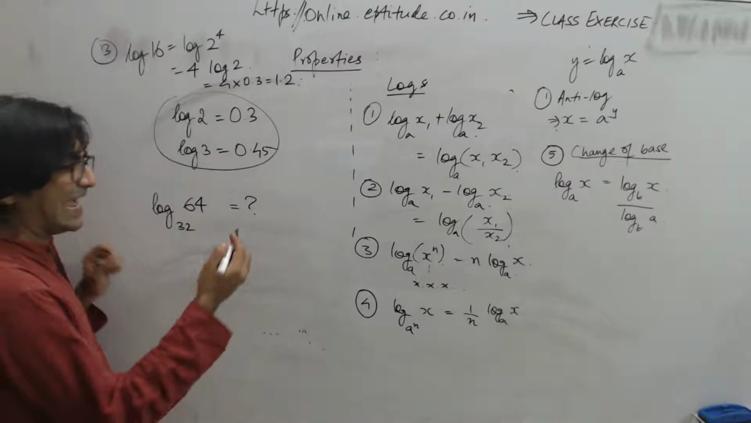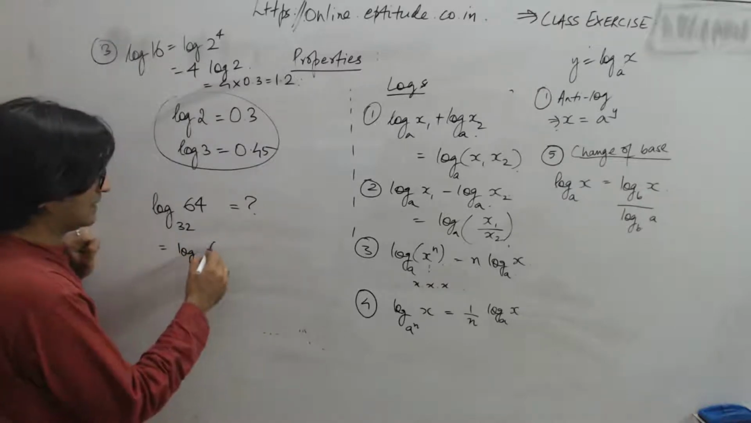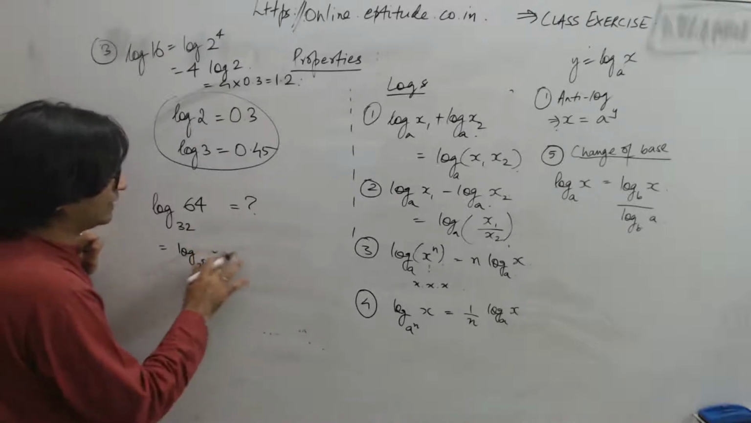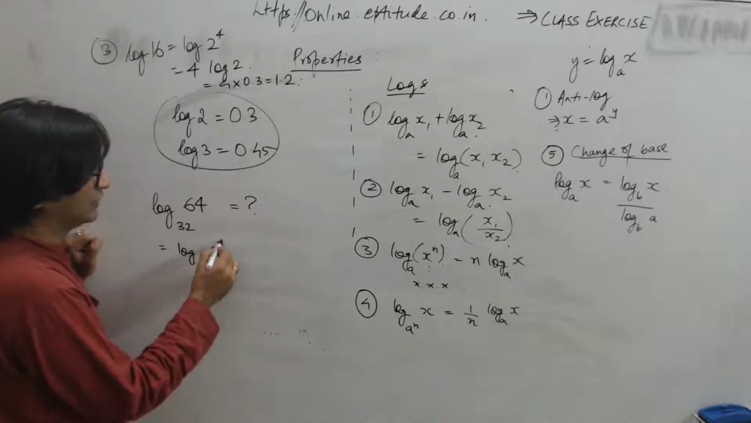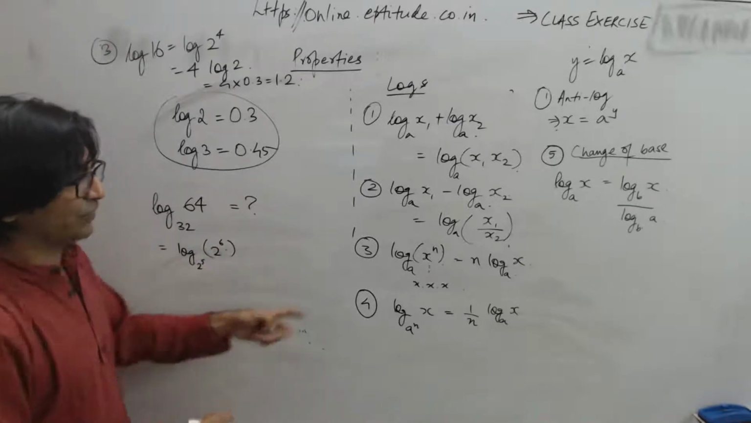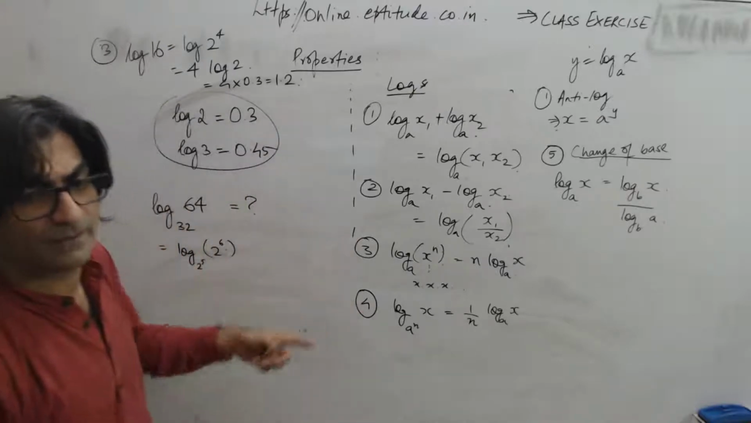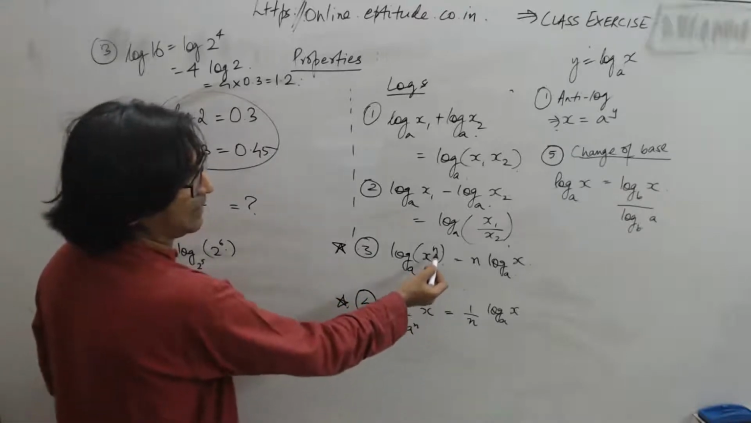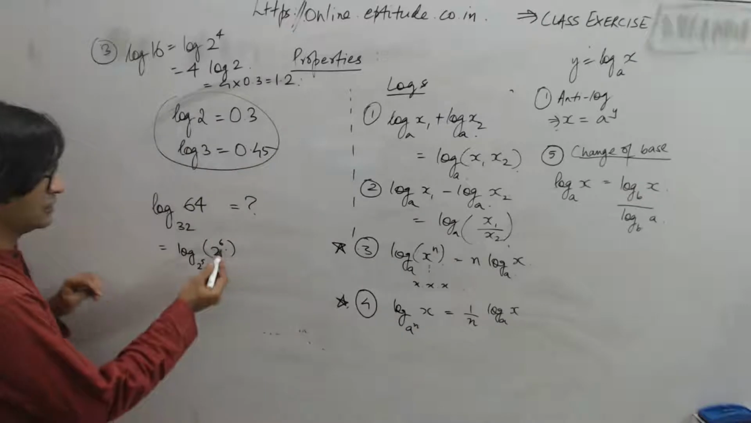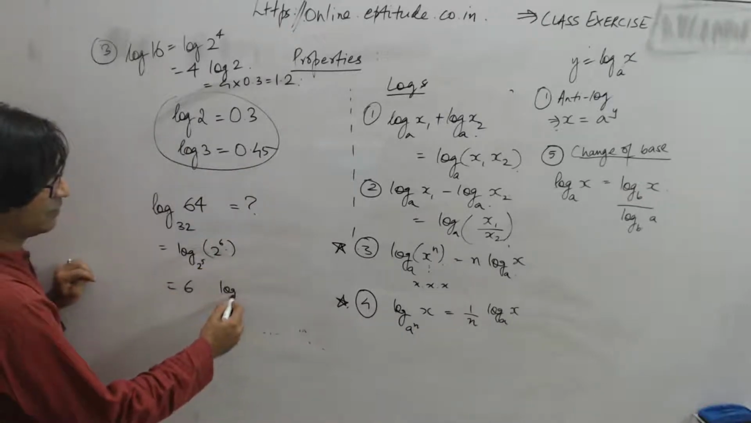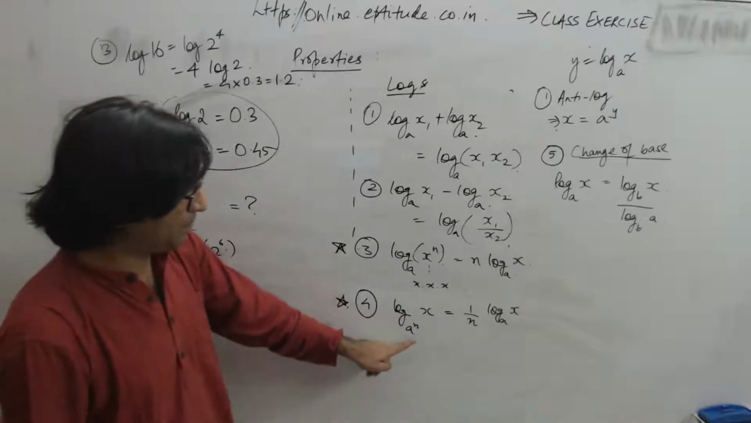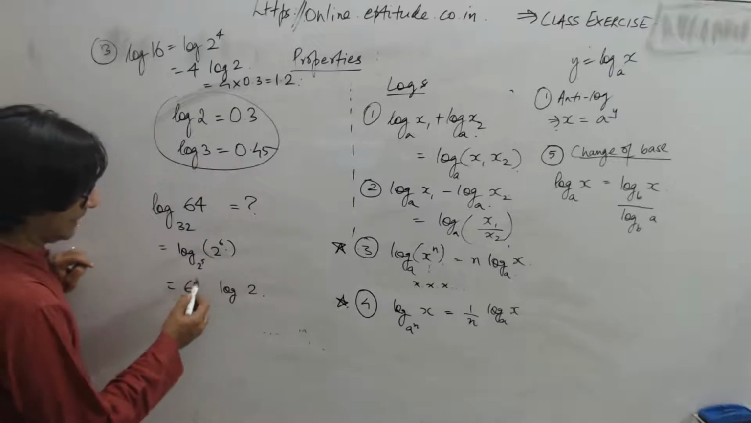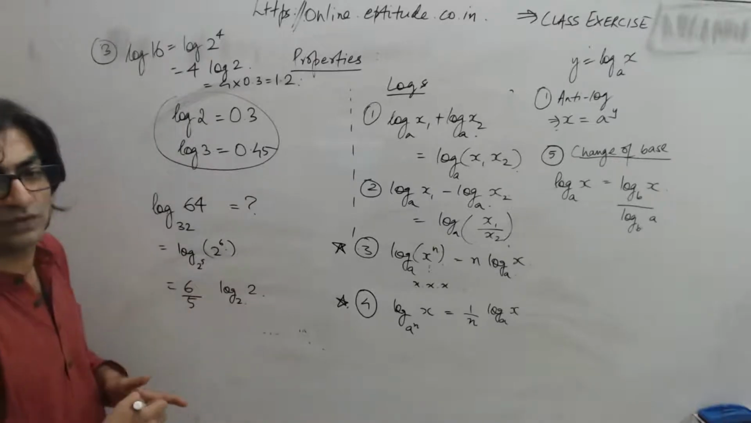But what you can notice is that the base is nothing but a power of 2, and in fact the radicand also is a power of 2. So I can use a mix of properties 3 and 4. I can combine property 3 and property 4. What does property 3 say? Whenever you have x raised to the power n, I can take the n outside and write it as n log x. So I can bring the 6 outside, and then this will become log of 2. But similarly, if the base has a power of n, that n will come out in the denominator. So I can bring the 5 out in the denominator and leave this as log of 2 in the base 2.